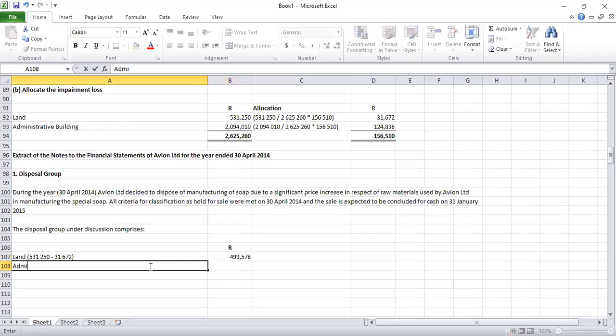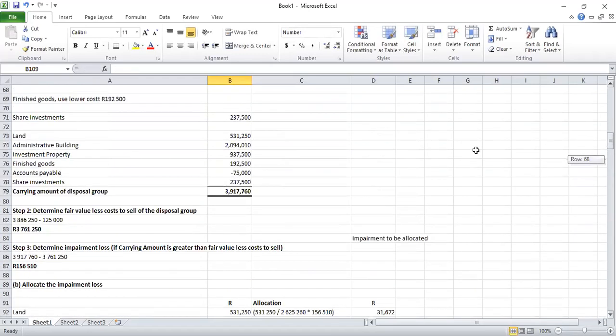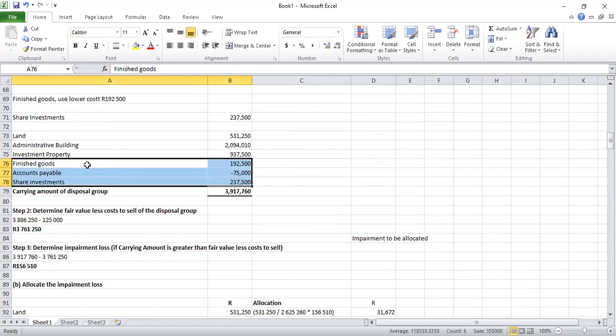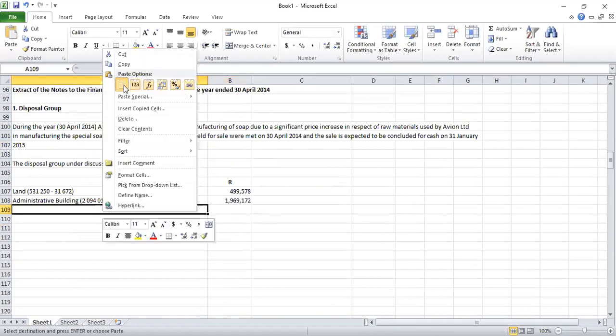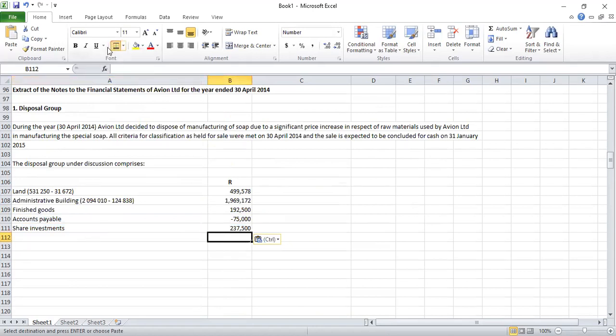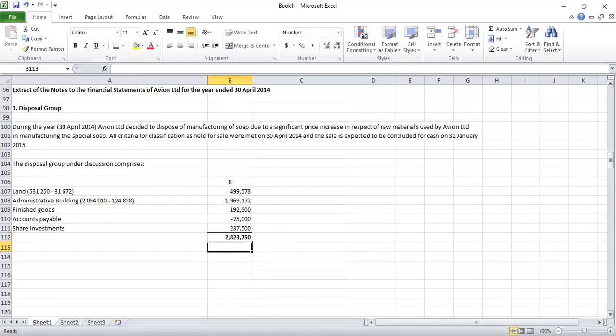We do the same for the administrative building. 2,094,010 minus 124,838. 1,969,172. Right. Remember, we said we don't allocate an impairment to the other assets. So the other assets will just take them as they were in the carrying amount. Right. So we get to 823,750.